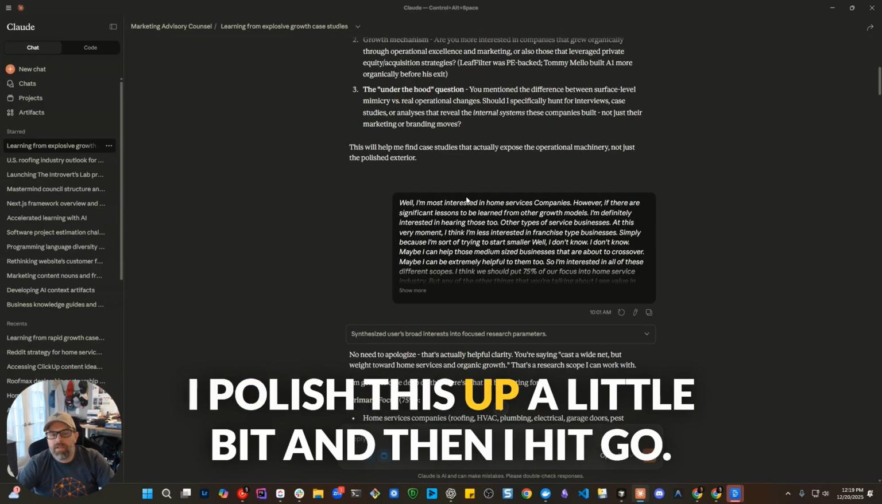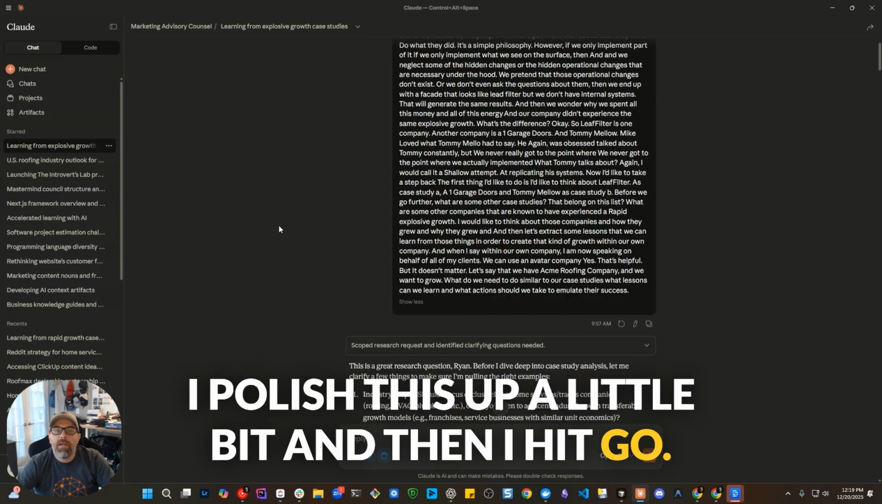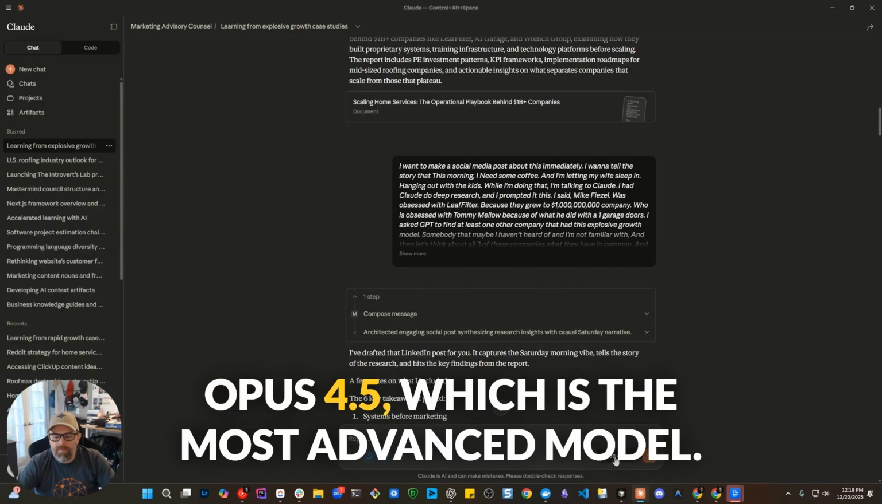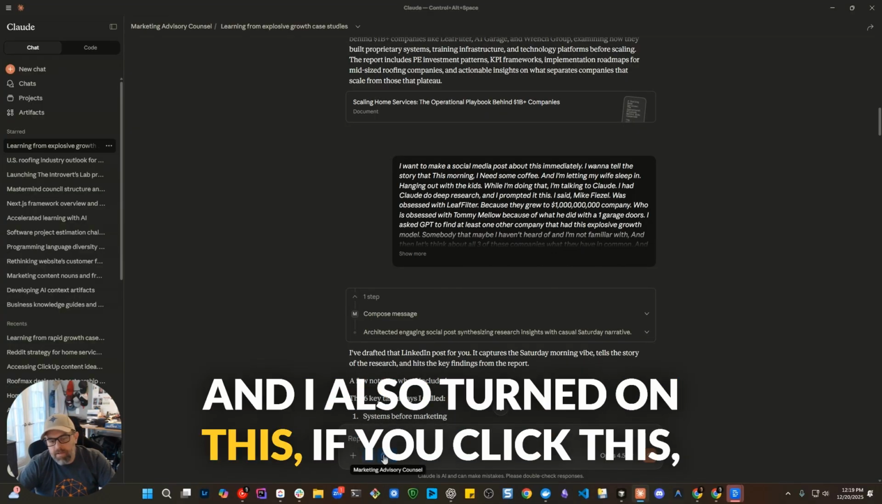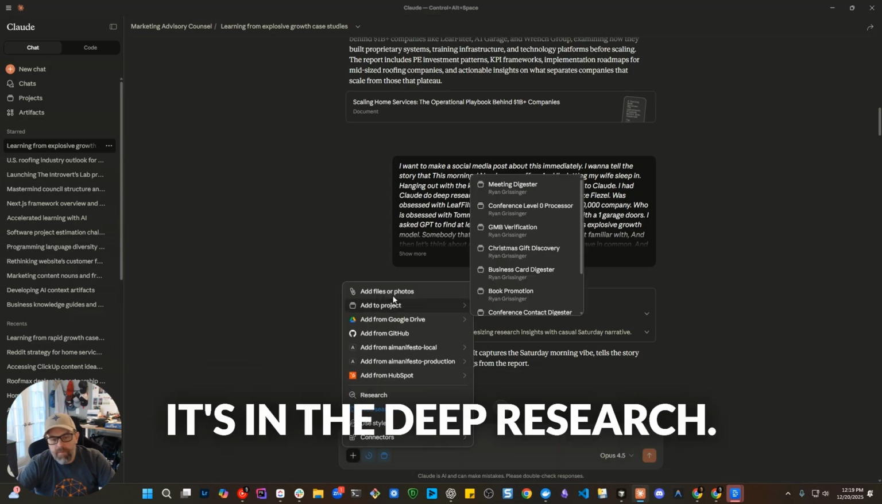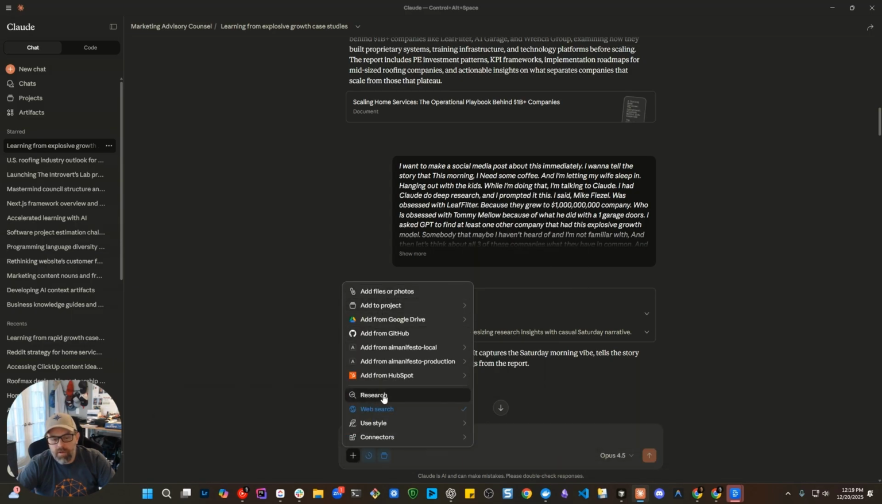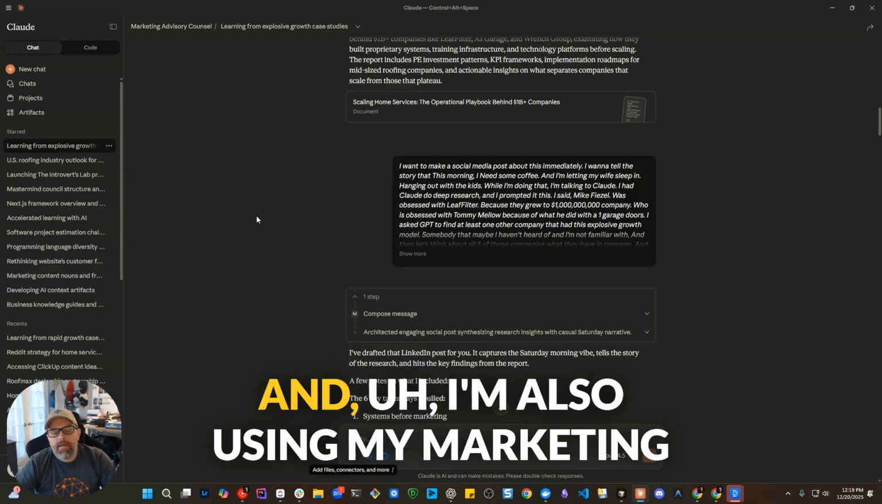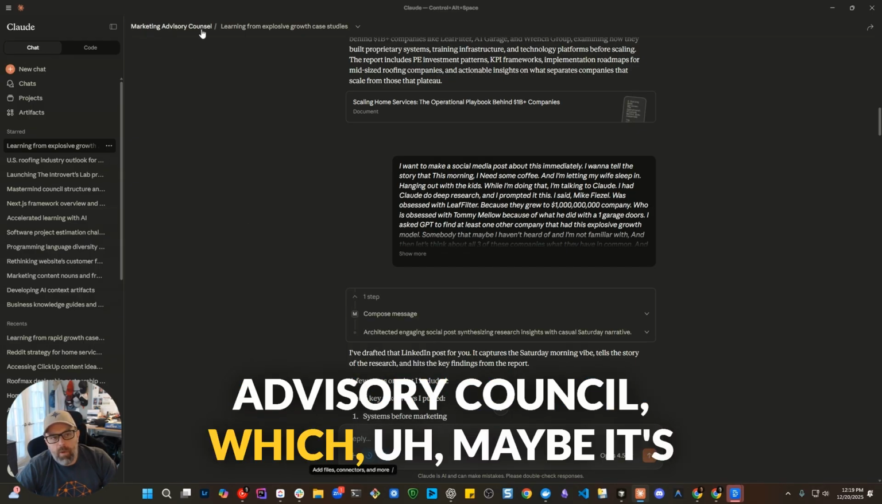I polished this up a little bit, and then I hit go. Now, I'd like to be clear. In this, I used Opus 4.5, which is the most advanced model, and I also turned on this. If you click this, it's in the deep research. So I had research on when I ran this before. Okay, and I'm also using my marketing advisory council.